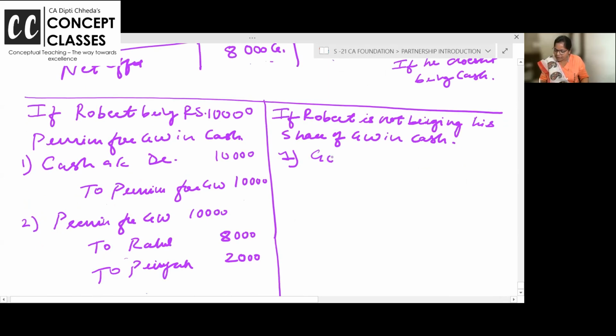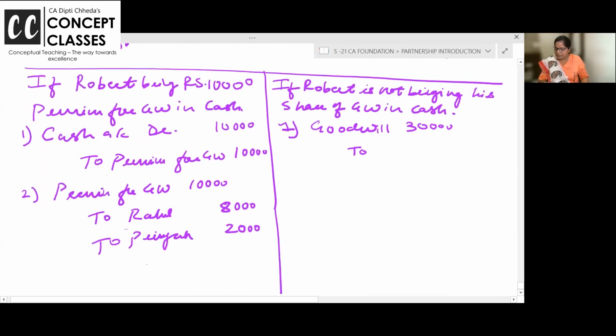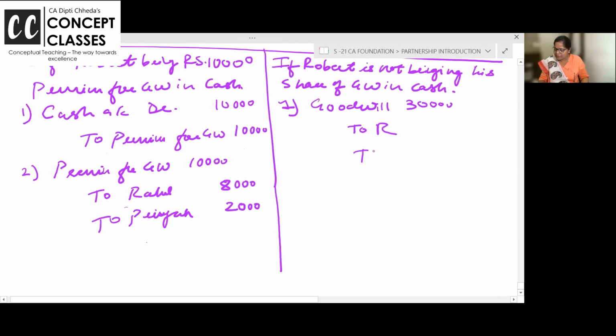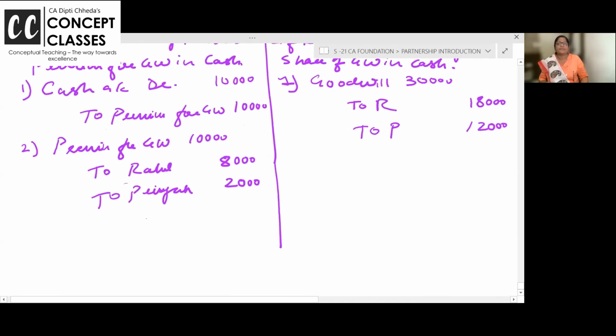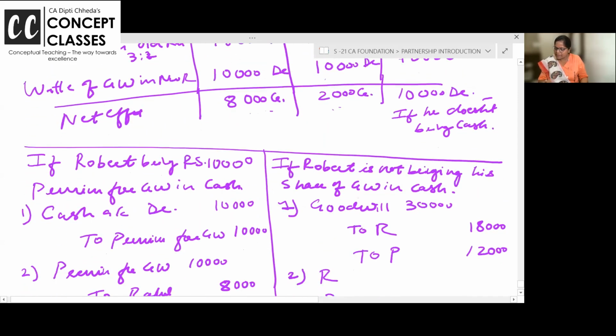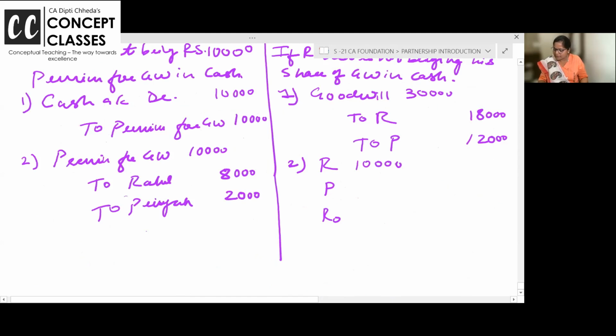How will you raise it? Goodwill account debit 30,000 total goodwill. Same as what we have written in the table, that is the journal entry. To Rahul 18,000, to Priyanka 12,000. Goodwill account debit to old partners. Now, Rahul debit, Priyanka debit, Robert debit, 10, 10, 10 equally.